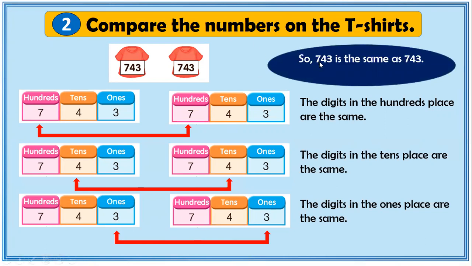Therefore, 743 is the same as 743. So in symbol, we'll be using this one, which represents equal. So 743 is equal to 743. So equal means these two numbers have the same value or quantity. Is it clear?